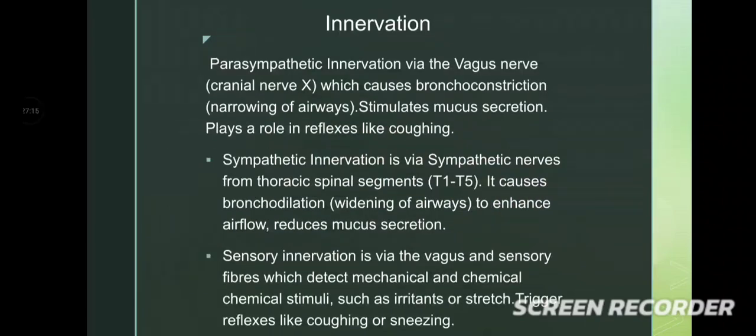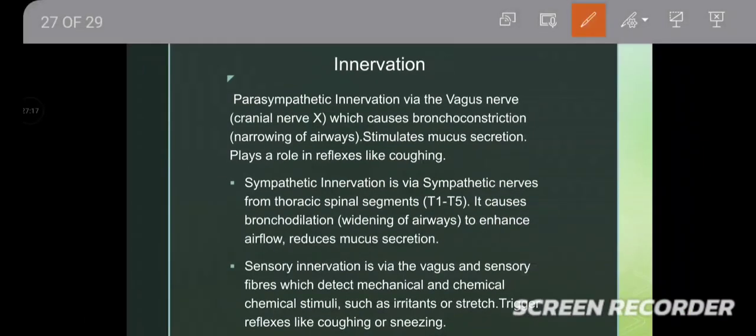Then innervation is via the parasympathetic innervation is via the vagus nerve, which causes what? Bronchoconstriction, and stimulates mucus secretion. So it is important in reflexes such as what? Coughing. That is the parasympathetic innervation. So once a vagus nerve is stimulated, it will cause bronchoconstriction and also stimulates mucus secretion.